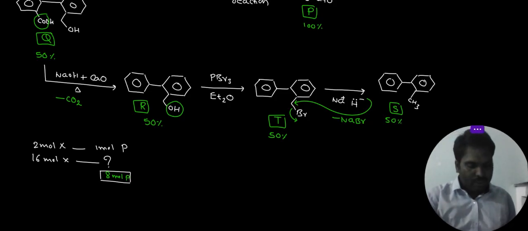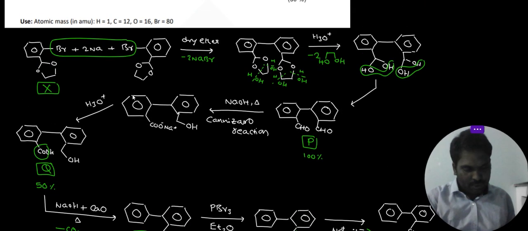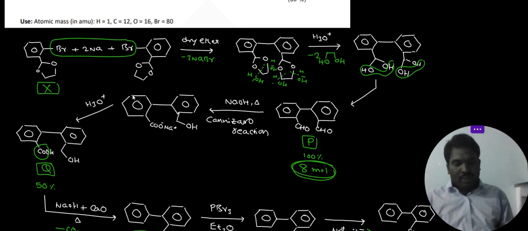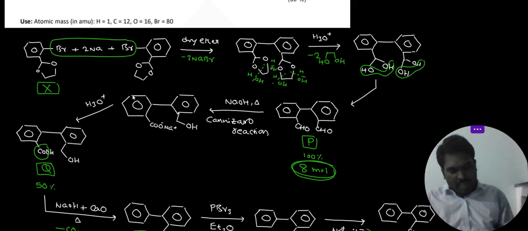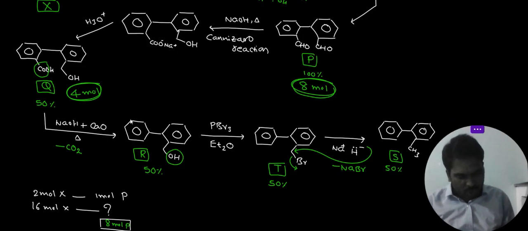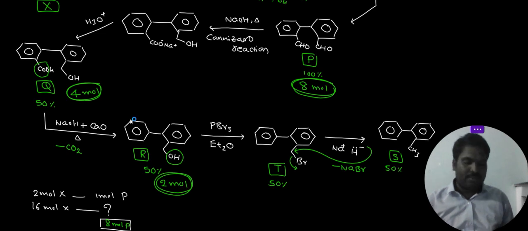So now coming to here, 8 mole P formed. Now 8 mole P will give 50% yield of Q. So 8 mole will give 50% of Q, means 4 mole. Similarly, Q will give 50% yield of R. That means that 4 mole will turn into 2 mole of R.